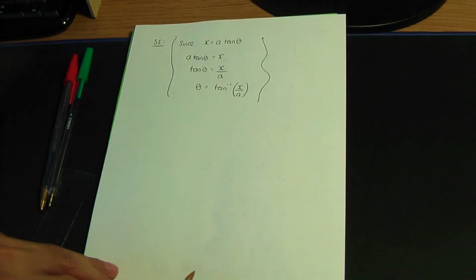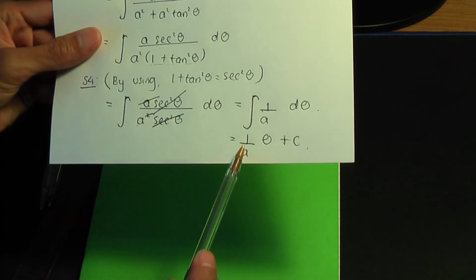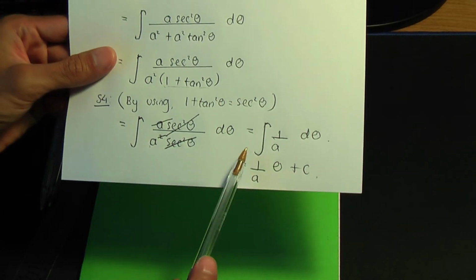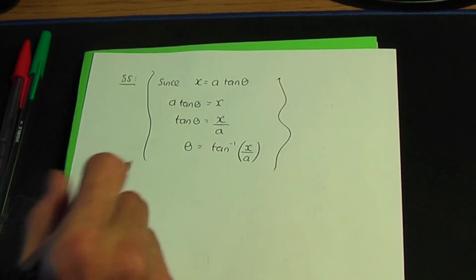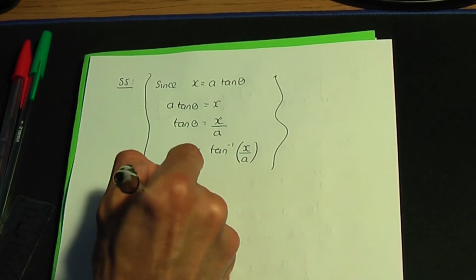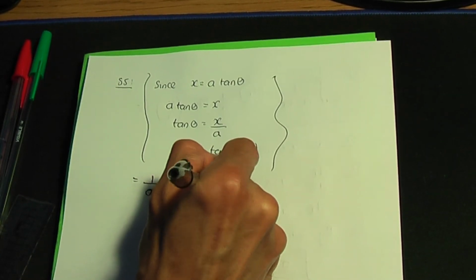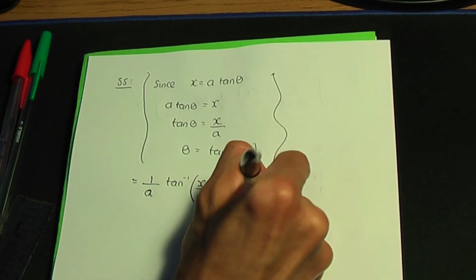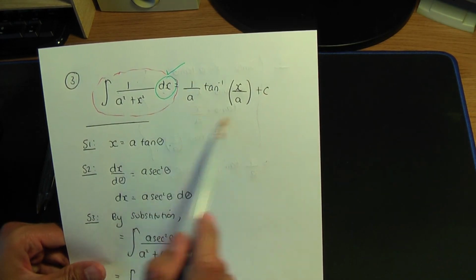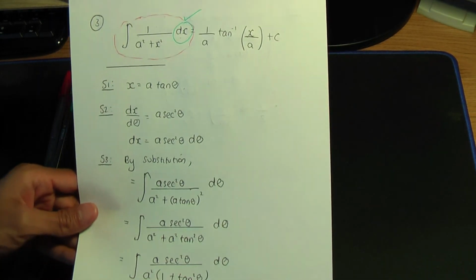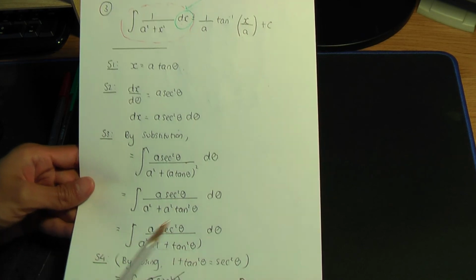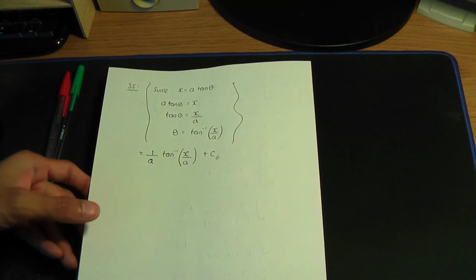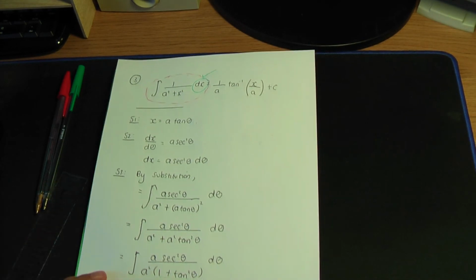Okay, so if I go back to step number 4, we had 1 over a theta plus c. If I replace this theta by the inverse tan of x over a, this is what we're going to have. We're going to have 1 over a inverse tan x over a add c. So as you can see, this is what we had exactly on the right hand side. Okay, so this is a derivation of this trigonometric inverse related result for tan inverse, and we've derived that using substitution again.